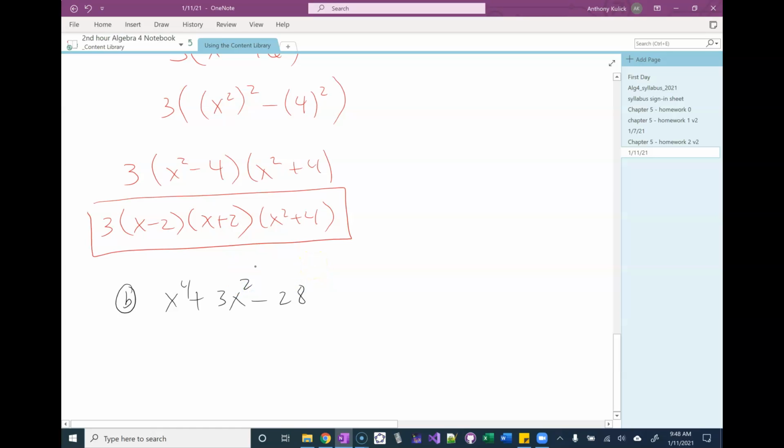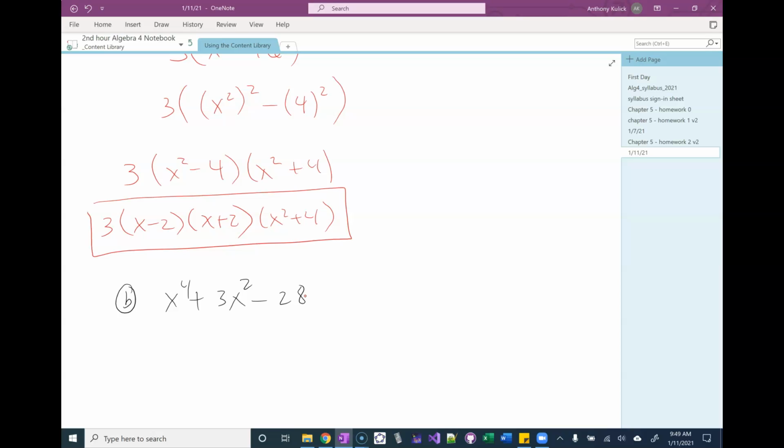Okay. So let's say we have x to the fourth plus 3x squared minus 28. So again, first thing we check for is the greatest common factor. Is there a greatest common factor here? No, right? Should be easy to tell because the first term contains only x's, and the last term contains no x's, so no greatest common factor because there's nothing in common with those two. Okay? So then we look at the number of terms. How many terms do we have here?